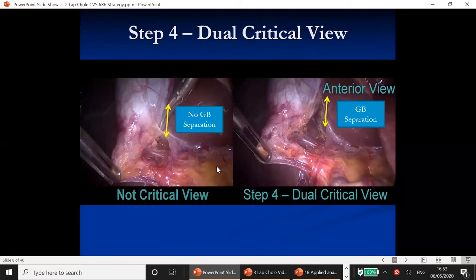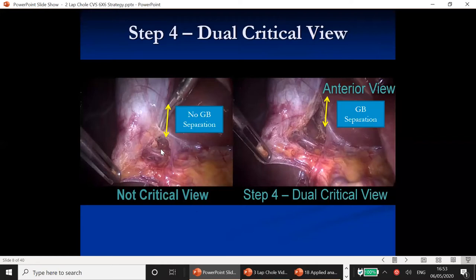The second strategy, let me go back to this critical view of safety. The definition of critical view of safety is you can see two structures entering the gallbladder with no fibrofatty tissue in the hepatocystic triangle, and a third of the gallbladder separated from the liver bed. So these are the three criteria that have to be met before you clip and divide any tubular structure. And that is by definition critical view of safety.